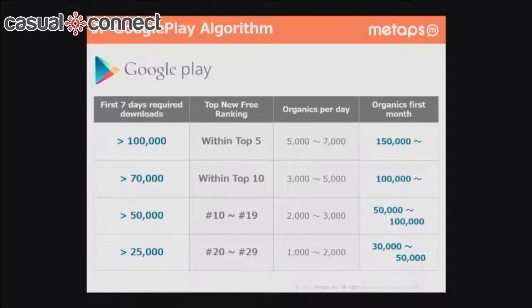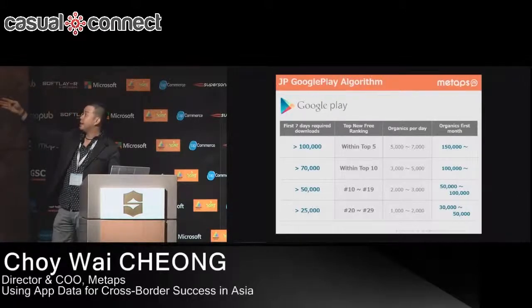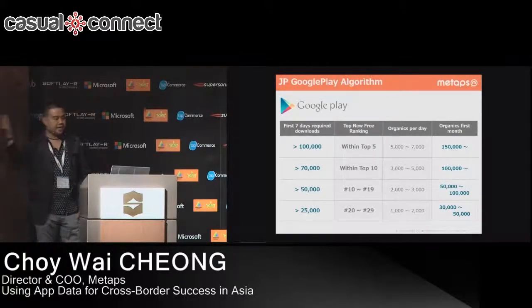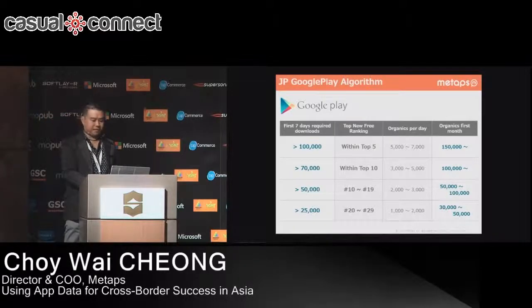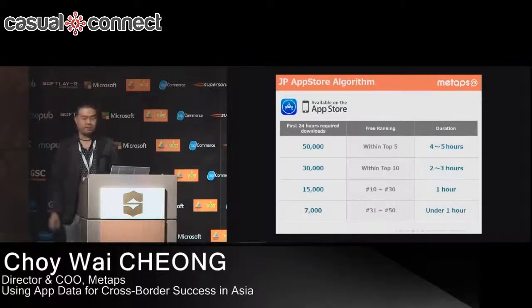This is an example of the Japan Google Play. For example, how many downloads it takes in the first 7 days to get into the ranking of top new free, and what kind of organics you can expect from there. And then in the first month, you can do your calculation on the ROI and so on. These are the kinds of simulations that we usually provide.